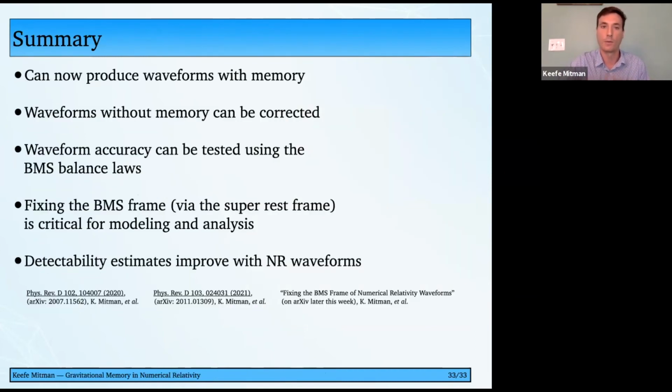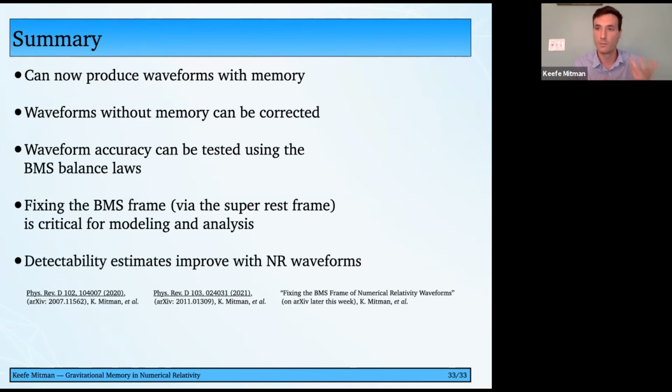And so with that, I just want to wrap up by saying that we can now produce waveforms with memory using CCE. All of the thousands of waveforms in our publicly available catalog can be corrected using this energy flux term from the BMS Balance Laws. We can further test the accuracy of NR waveforms as well as observed waveforms using these BMS Balance Laws. And then it also turns out that now that waveforms have memory, understanding the BMS frame that they're in is critically important for both doing modeling as well as analysis on detected waveforms, such as testing the theory of general relativity using quasi-normal modes. And then lastly, I just also want to say that the detectability estimates actually improve slightly now that we have NR waveforms with memory, because we're no longer trying to get approximate expectations of what the memory should be.